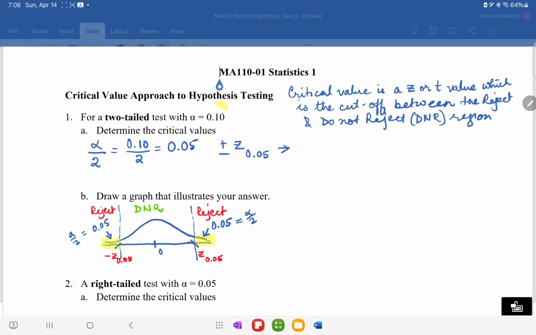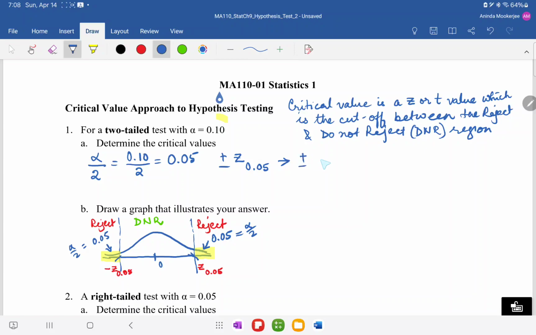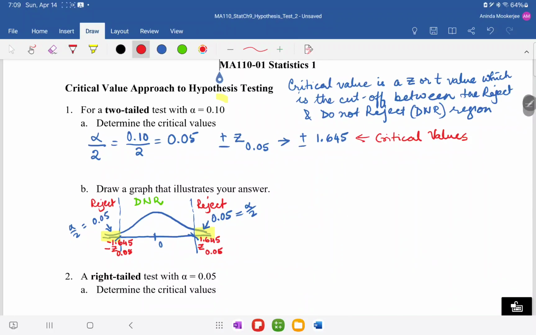It's going to be plus minus 1.645. That means the cutoff on the right hand side of this figure is 1.645. That's the z value. And on the left hand side, it's negative 1.645. Those are the critical values. So these plus minus 1.645 will be our critical value when alpha is 0.10 for a two-tailed test. Okay, critical values. So this was the two-tailed test situation.